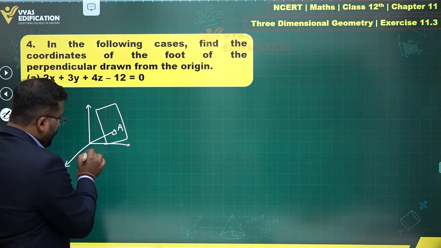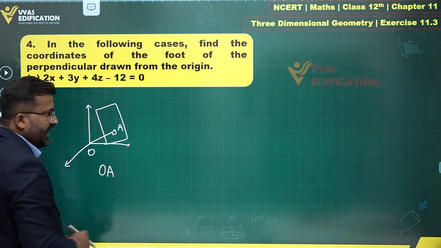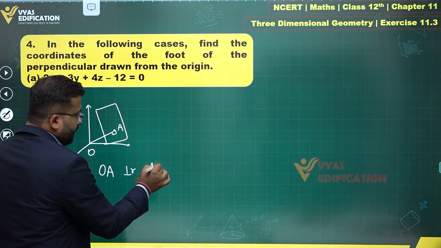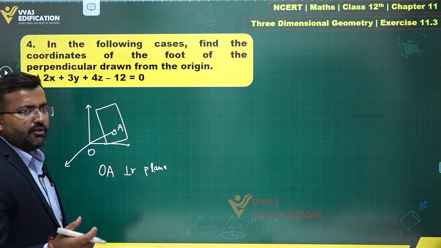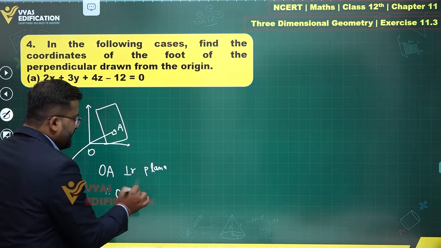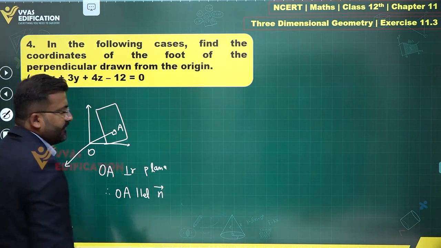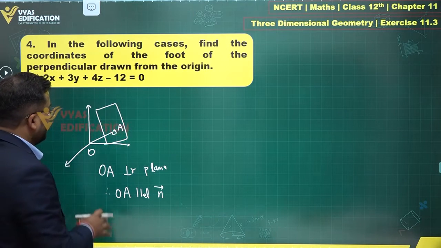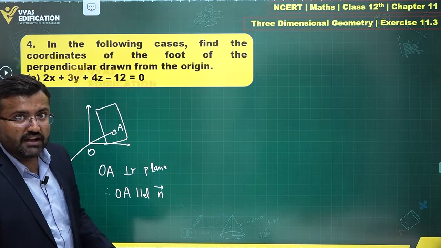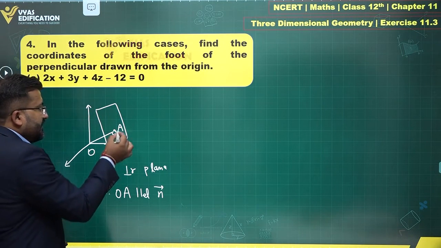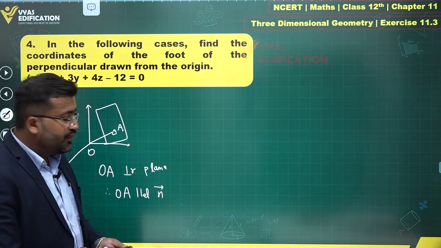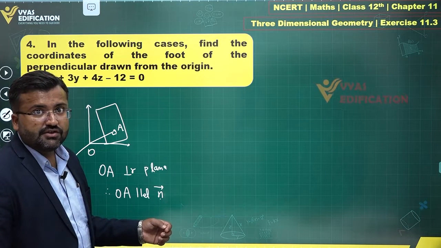Now if you see, OA is perpendicular to the plane. If OA is perpendicular to the plane, OA is actually along the normal vector, yes. Therefore, OA is parallel to the normal vector. That's what you can say, right? Or you can say that the direction ratios of OA will be the same as the direction ratios of N, or proportional basically, right? Or you can say if the coordinates of A are x, y, z, then x, y, z will be proportional to the direction ratios of this, yes.